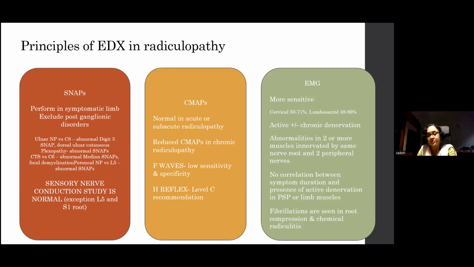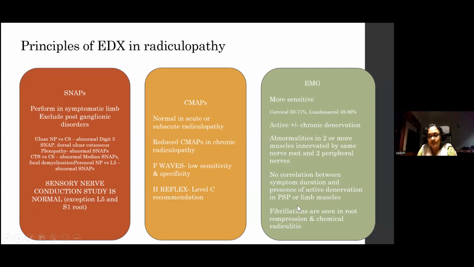There is no correlation between symptom duration and presence of active denervation in paraspinal versus limb muscles. It used to be taught to us that the denervation starts in paraspinal muscles and then goes on to limb muscles depending on the duration. There have been some recent studies which suggest that's not true. So it doesn't really mean that the paraspinal denervation is acute, even though people have taught it that way. It doesn't hold true any further.